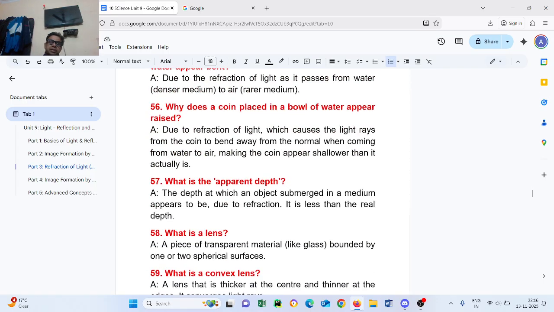What is the apparent depth? The depth at which an object submerged in a medium appears to be, due to refraction. It is less than the real depth.